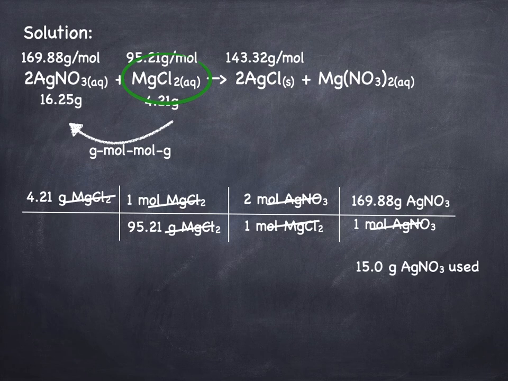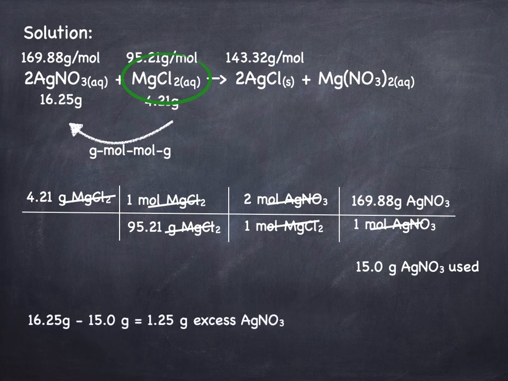End up using 15.0 grams of silver nitrate. We have 16.25, so you're going to subtract that 15 from the 16.25. Really, we should round that to 1.3 grams. I didn't do a good job with my sig digs there because we're rounding our calculation to the tenth place. So 1.3 grams of excess silver nitrate is a better answer than the one that is on the slide there. And there you have it, calculating limiting reagent and amount of excess reagent.